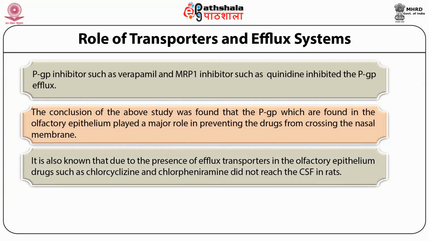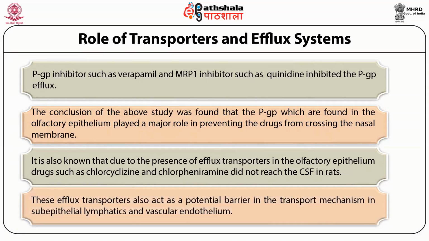It is also known that due to the presence of efflux transporters in the olfactory epithelium, drugs such as chlorcyclizine and chlorpheniramine did not reach the CSF in rats. These efflux transporters also act as a potential barrier in the transport mechanism in subepithelial lymphatics and vascular endothelium.